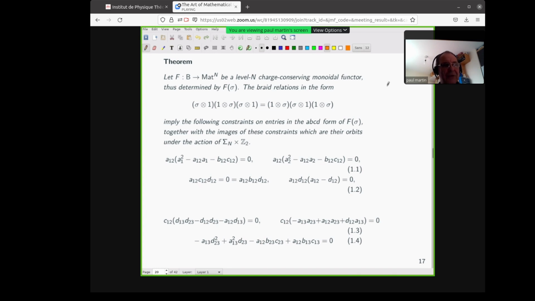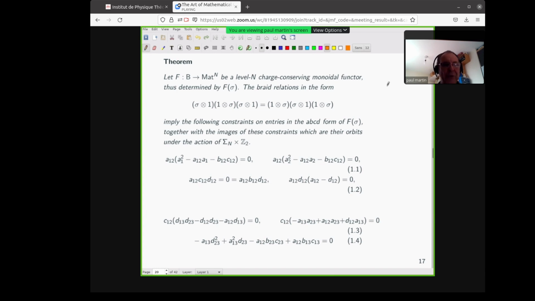This theorem says let F be a monoidal functor from the Braid category to Mat n, because it's the level n charge-conserving monoidal functor, thus determined, as we've already said, by F sigma. So the Braid relations, and hopefully you can see from my sketch of some hair braiding earlier, that is the constant Yang-Baxter equation, or however you like to think about it. So that implies the following constraints on entries expressed in this ABCD form of F sigma.